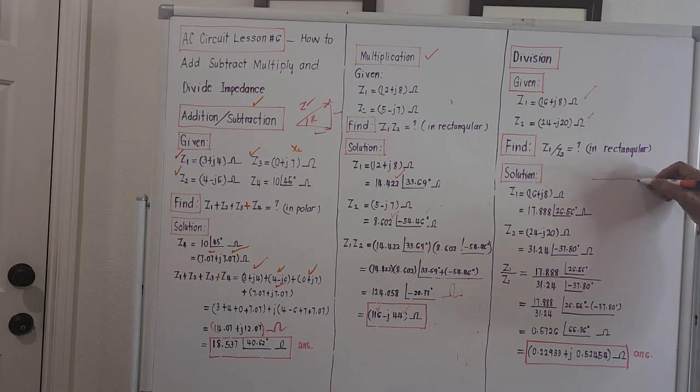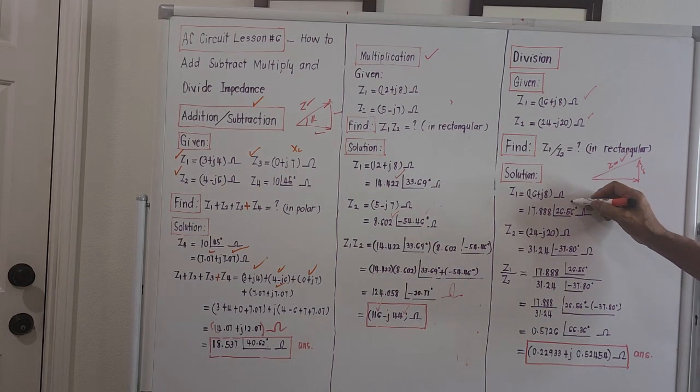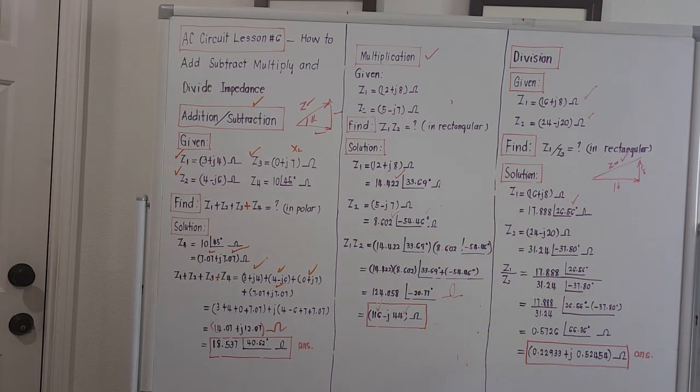There is a 16 here. The real part is 8. This is 16. So this is actually the one we are looking for, the magnitude. Okay? So take the ratio of 8 over 16, press arc tangent. What will come out will be 26.56 degrees.